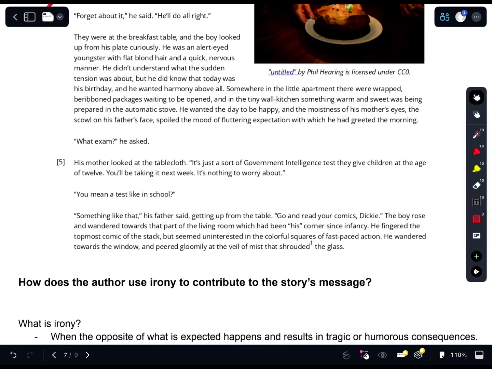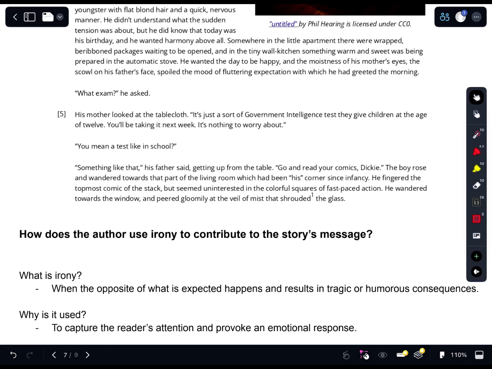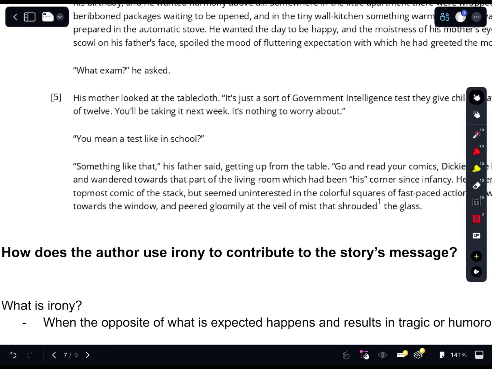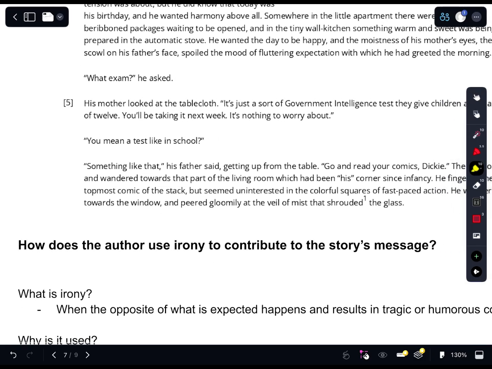So this question is all about irony. How does the author use irony to contribute to the story's message? Okay, so when we go through the worksheet, we learn that the message is basically that intelligence can be dangerous. And I try to tell students that intelligence can be dangerous because look what happened to Dickie. He had high intelligence and he got killed for it. But you could also see it the other way. Intelligence is deadly for the government as well. They used their intelligence to remove people that they didn't want in the society, possibly because if they were too smart, they would question things.